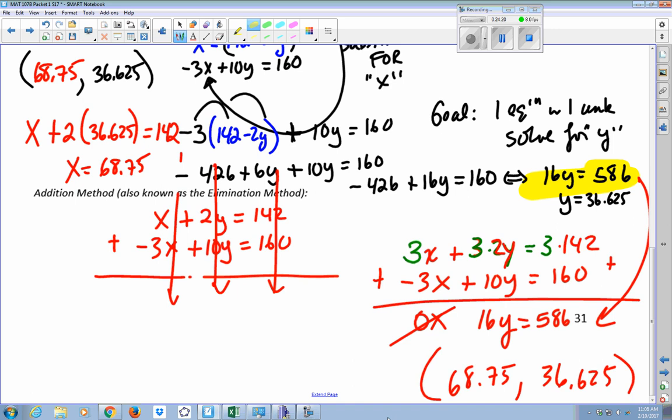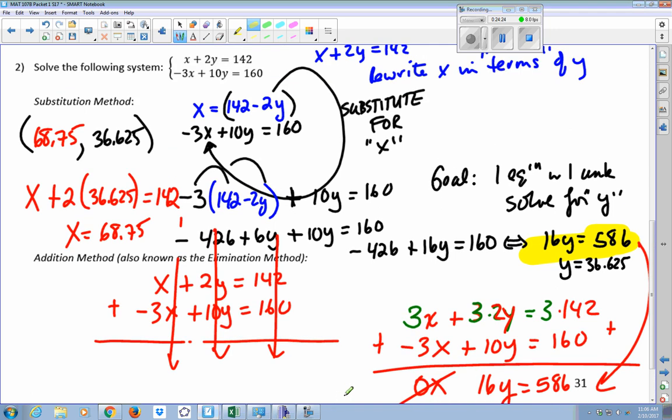So there are times you have to look at each system and determine which method you want to use. Sometimes one is easier than the other. Sometimes people say, I always use the addition method no matter what, because that's the one I know the best. Does it matter, Linda, which one I use? And I say, absolutely not, whatever you want to use. Jesse?